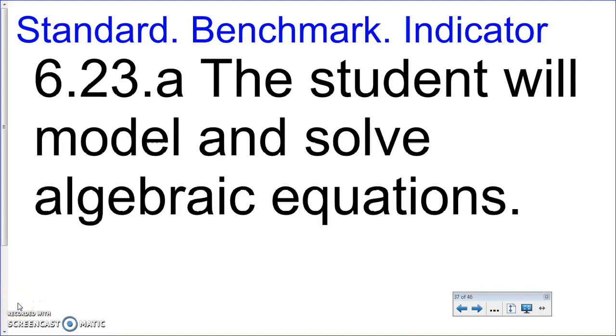Today we will be looking at multiplication and division with decimal equations. Please copy down the standard on a clean page in your math notebook. The student will model and solve algebraic equations.